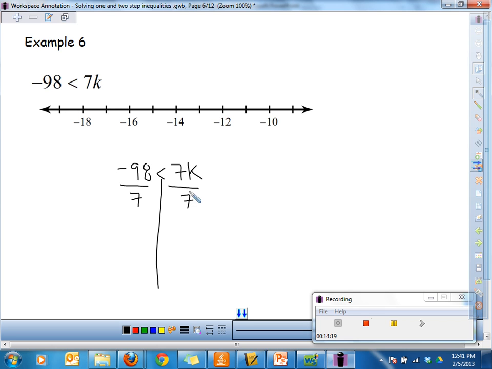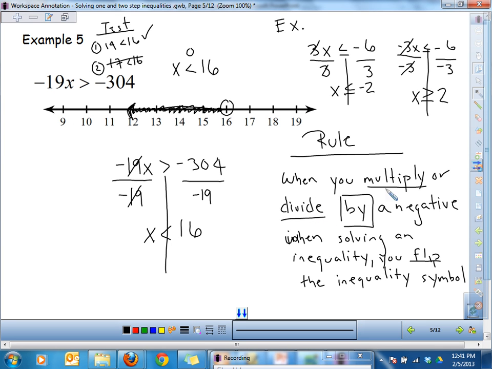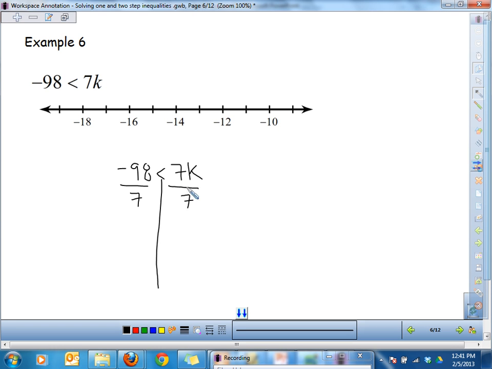Now notice in this example, I'm dividing by a positive number. I am not dividing by a negative. We only flip the sign. Look back at your rule. We only flip the sign when we're dividing or multiplying by a negative. This is a positive number we are dividing by. It is okay that this is negative. Because of that, these 7's cancel. My inequality sign is going to stay the same. It does not flip. It only flips if we are dividing or multiplying by a negative, and these are both positive numbers.